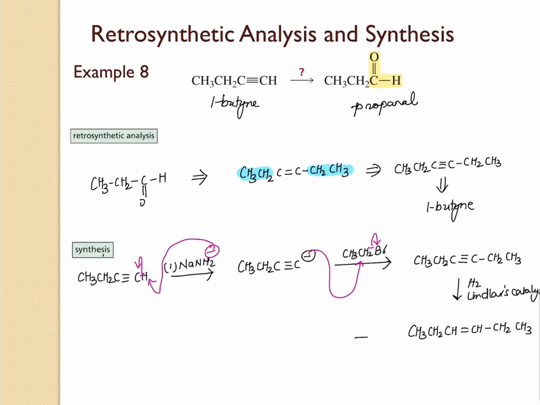And once the alkene is obtained, we are going to perform the ozonolysis followed by reduction with dimethyl sulfide, where it's going to cleave this molecule into 2 equal halves. And it's going to get converted into a carbonyl compound. So here in this case, it's going to be 2 molecules of propanal.